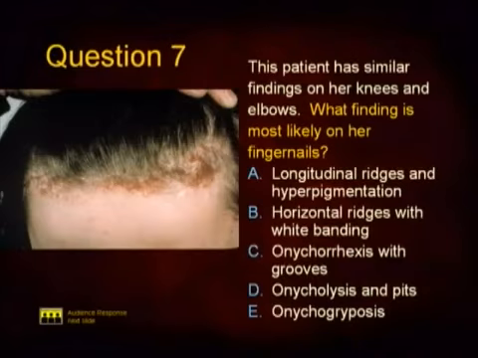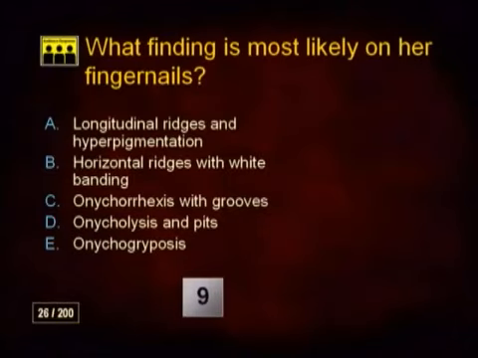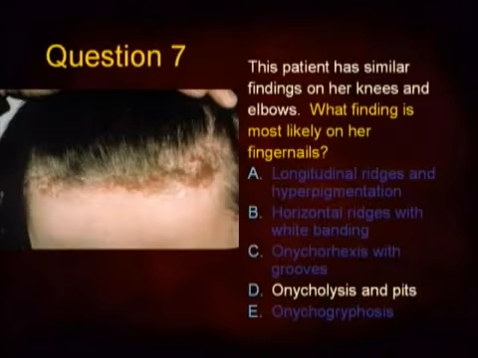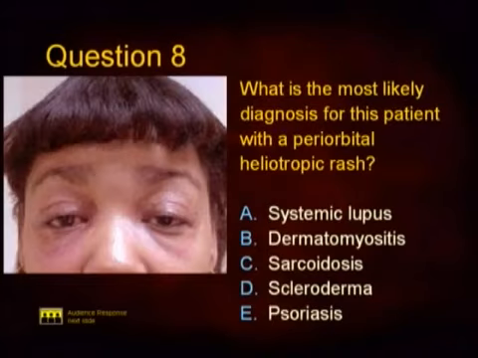So I hope everybody remembers this patient with similar findings on her knees and elbows, and what do you think is going to be her most common finding on her fingernails? Okay, good. So everybody knows that onycholysis, which is separation of the nail plate from the nail bed, and also pits in the nails, which is that tiny dents in the nail plate, are what you see in patients with psoriasis. Here's our other patient.